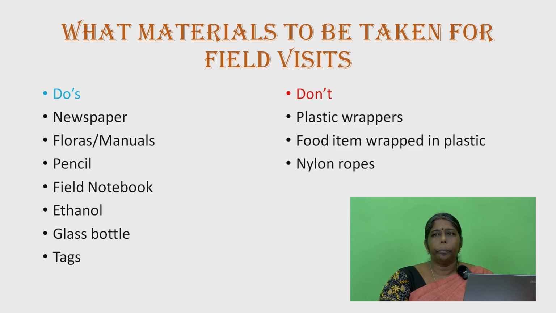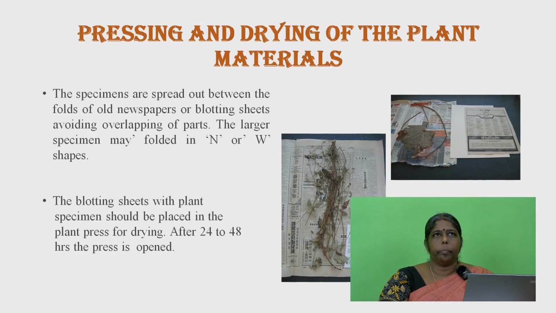In case you want to press any flowers or you just want to preserve any fruits, you can take ethanol along with you in small glass bottles. And you should also have a tag so that you can tag the plants then and there when you collect them from the soil or from the trees.